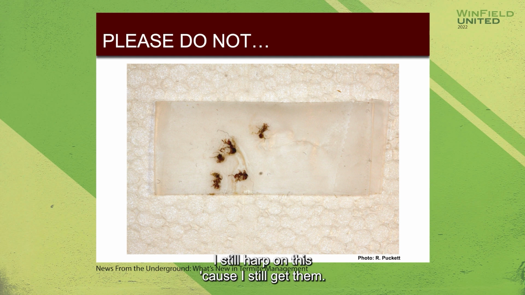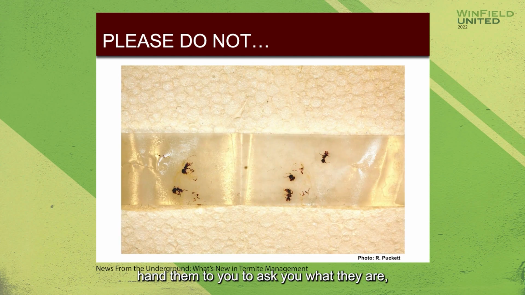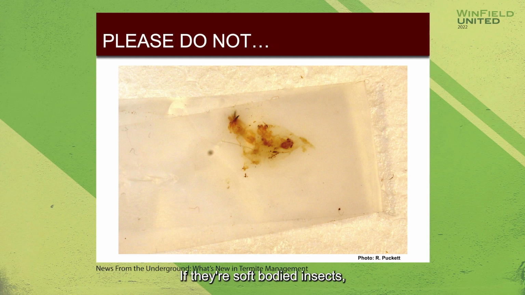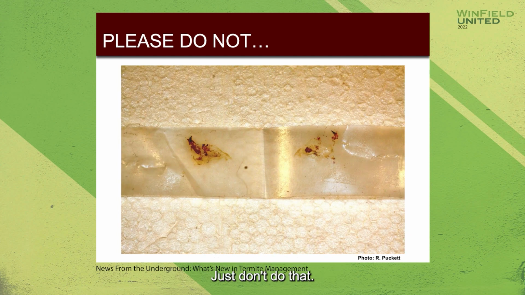I still harp on this because I still get them. Just like your customers find insects in their windowsill and put them in Scotch tape for whatever reason and hand them to you to ask you what they are. PMPs do that to us, and it's just impossible. You got to open the tape, and heads end up on the wrong side of the tape. If they're soft-bodied insects, they get smashed in the mail like these termites. These happen to be Formosan termites. Just don't do that. Drop them in alcohol.